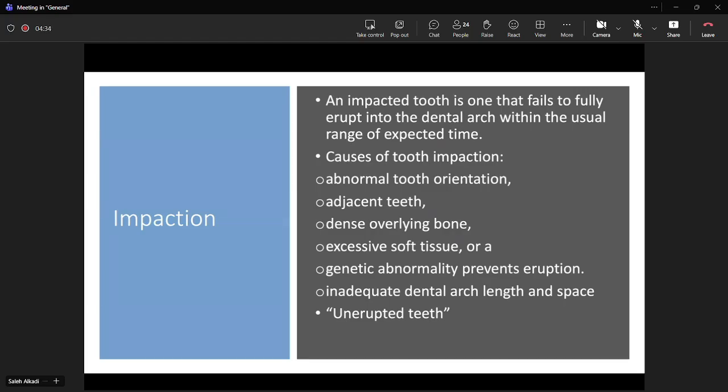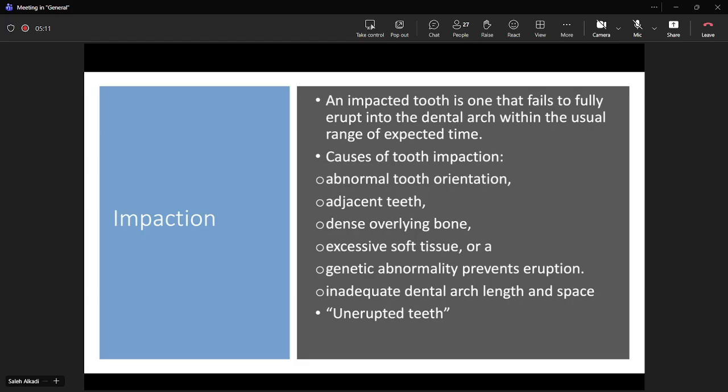So there are many causes for tooth impaction. The most important one is abnormal tooth orientation. That means the tooth bud, during tooth development, was displaced or got the wrong orientation in relation to the surrounding structures and surrounding teeth. This may later cause difficulty in erupting and impaction at the end. Also, adjacent teeth may take the space of that tooth and leave no space for it to erupt, so this tooth will stay impacted within the bone.